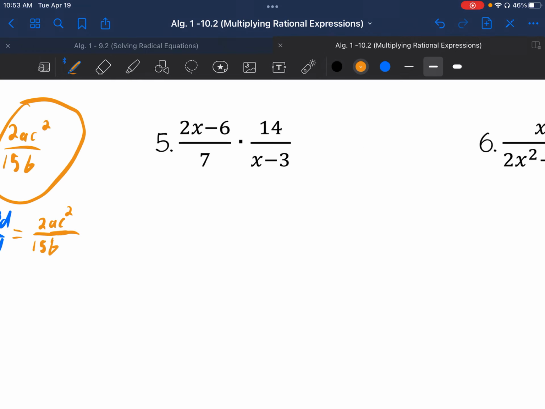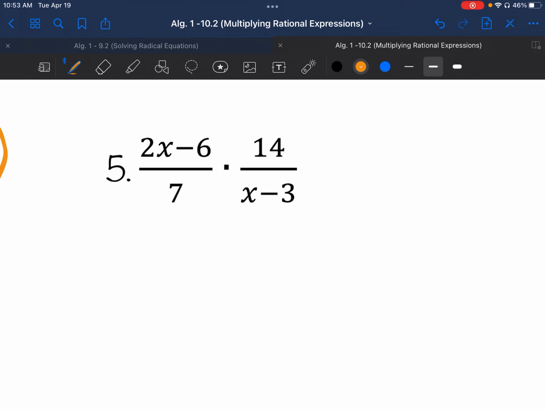Let's go on to example 5. Example 5, we notice, wait a second, there's subtraction here and here. So what we're going to have to do is just like when we simplified in section 1, is we're going to look to factor first.